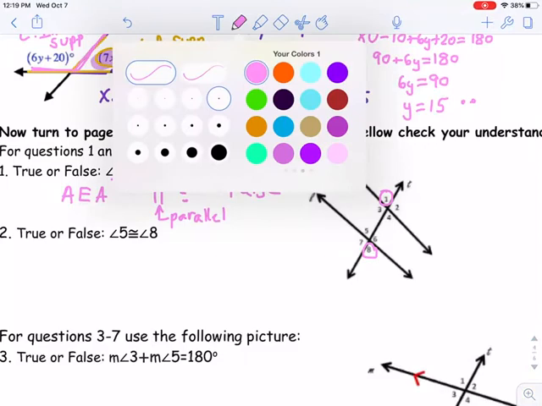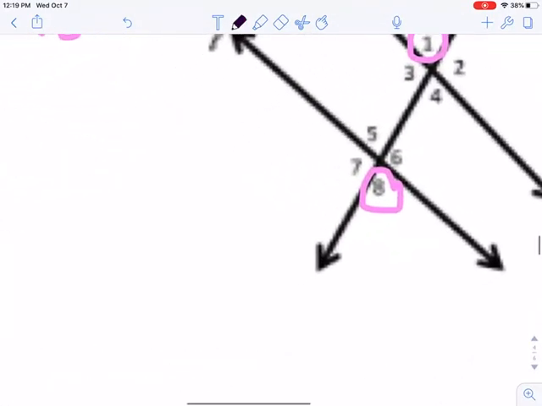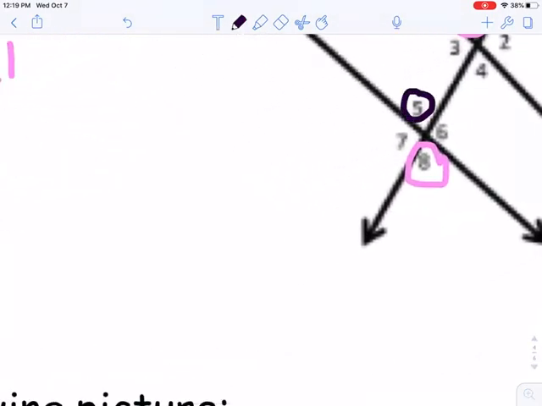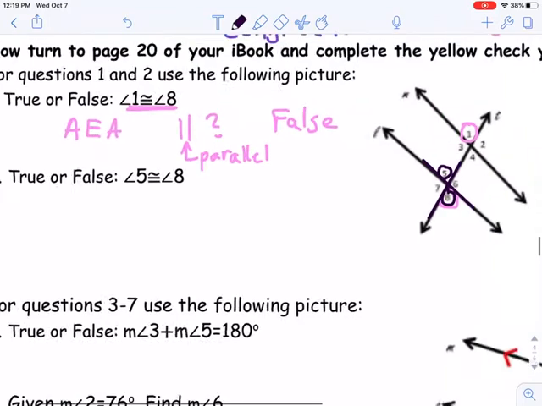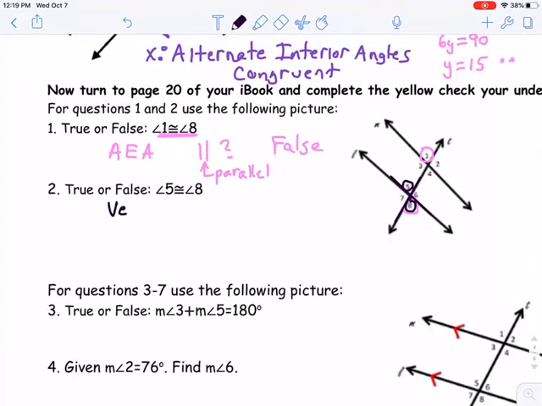Now, next problem, let's look at this. I love this problem. 5 and 8. Well, 5 is congruent to 8. Why? They form a very special angle relationship. These are vertical angles. So lines being parallel has no effect on whether these two angles are congruent. Since they are vertical angles, they are congruent, so that's true.